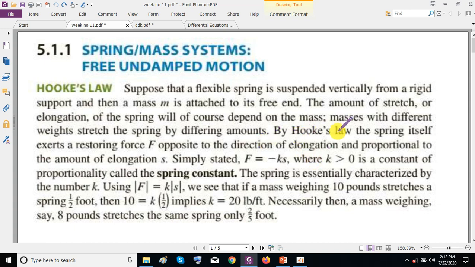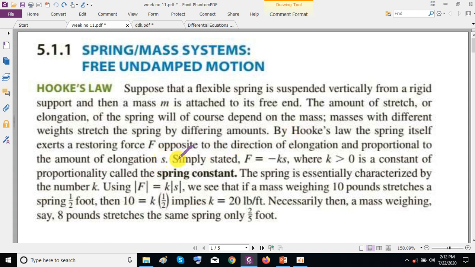By Hooke's law, the spring itself exerts a restoring force F opposite to the direction of elongation and proportional to the amount of the elongation s. Elongation means the length of the spring. Okay, elongation means lambai. So this is the length of this spring.